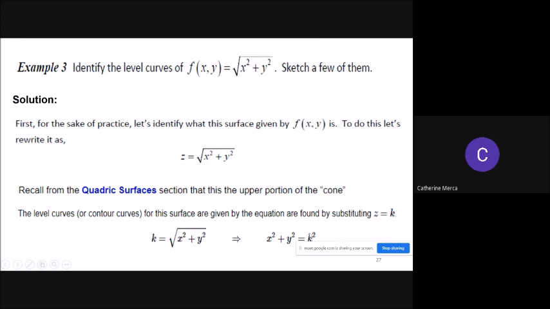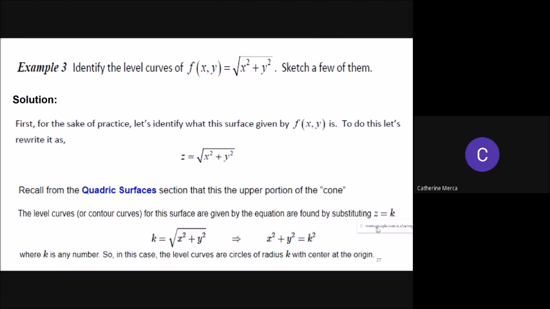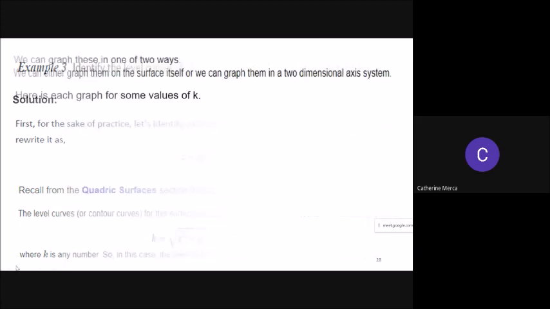Try to substitute z is equal to k here. Para makita, di ba sabi ko sa inyo, flat, parang nasa top. So yung z ninyo is a certain value k lang. So tingnan yung plane at z is equal to k. You will have x squared plus y squared is equal to k squared. Para mas lalong maintindihan, k is a number. So the level curves are circles of radius k with the center at the origin. Tingnan natin yung sketch.